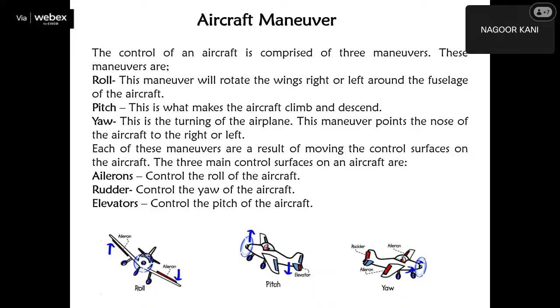Each of these maneuvers is the result of moving the control surfaces on the aircraft. So how can we do this roll, pitch, yaw using three controllers? They are available: ailerons, rudder, and elevators. Ailerons control the roll of the aircraft. Rudder controls the yaw. Elevators control the pitch. So using these three controls, we can maneuver the aircraft or fixed wing drone very nicely.